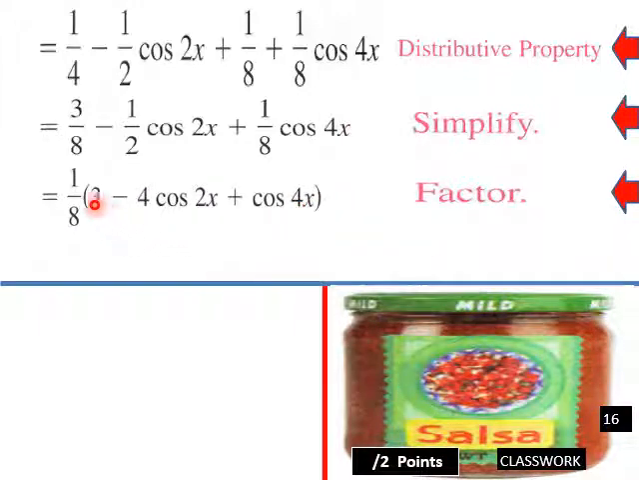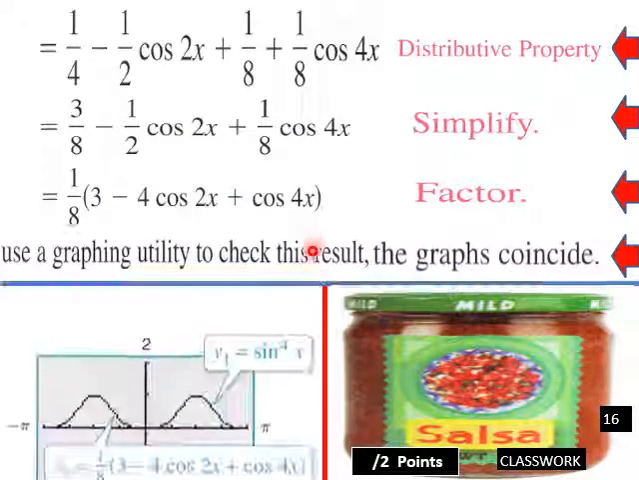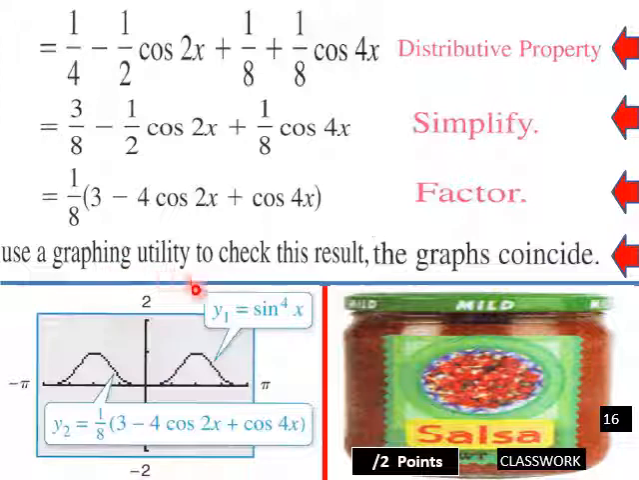And then now we can factor out a 1/8. And we get 3 minus 4 cosine 2x plus cosine 4x. And then to check the result here, y1 is sine to the 4th x. And then we graph y2 as well. You can see that it does graph right along with sine to the 4th x. Check your table values too as well, and it should show up there.